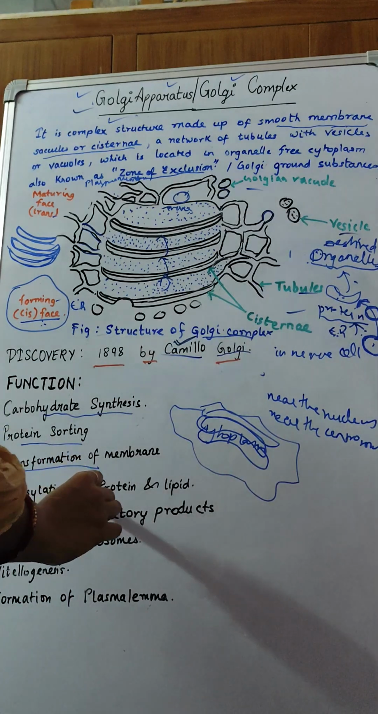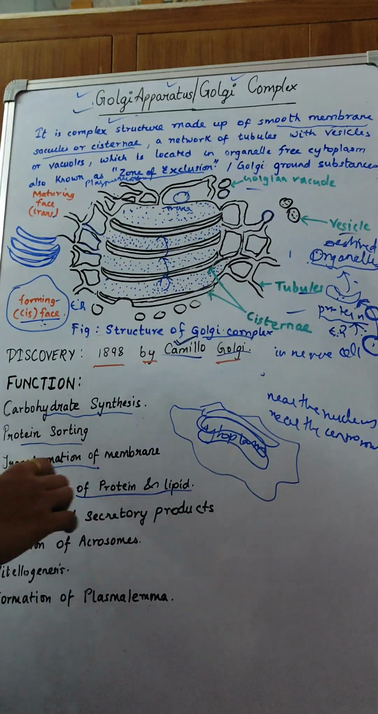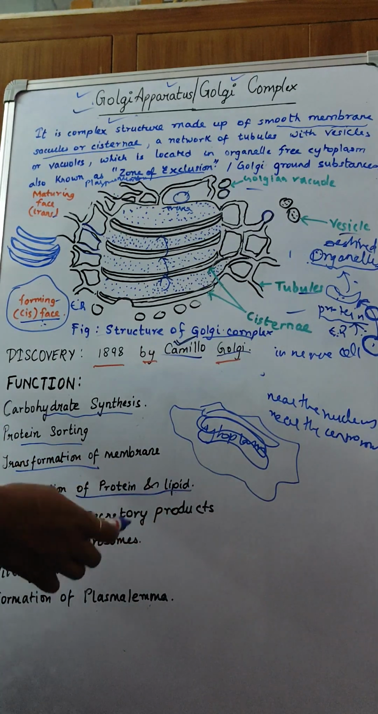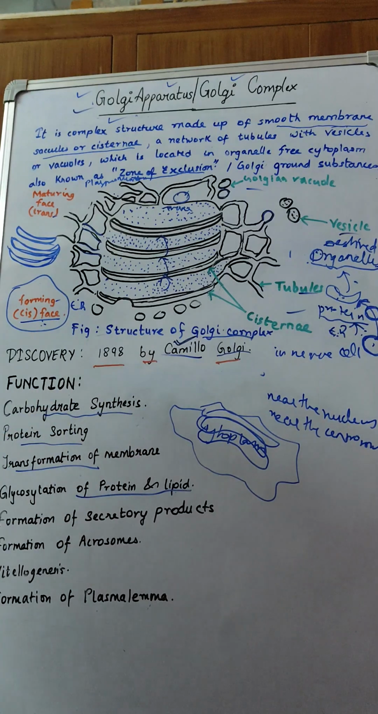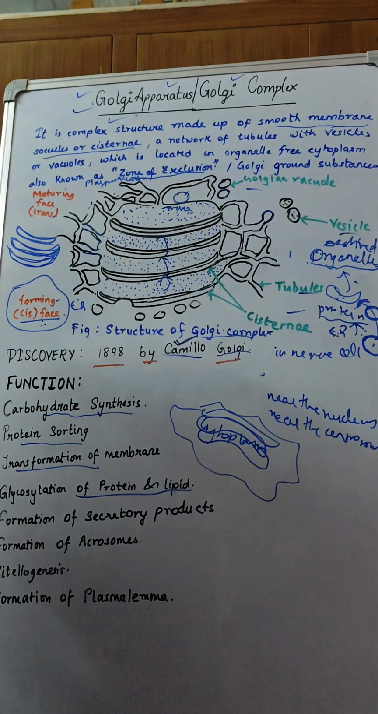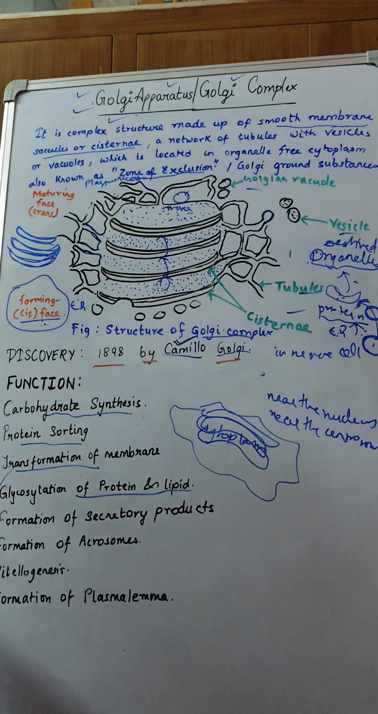Next is glycosylation of protein and lipid. Different proteins and different lipids are covalently linked with carbohydrate chains, with some kind of oligosaccharide attached to the protein and lipid. This process also occurs in the Golgi body.